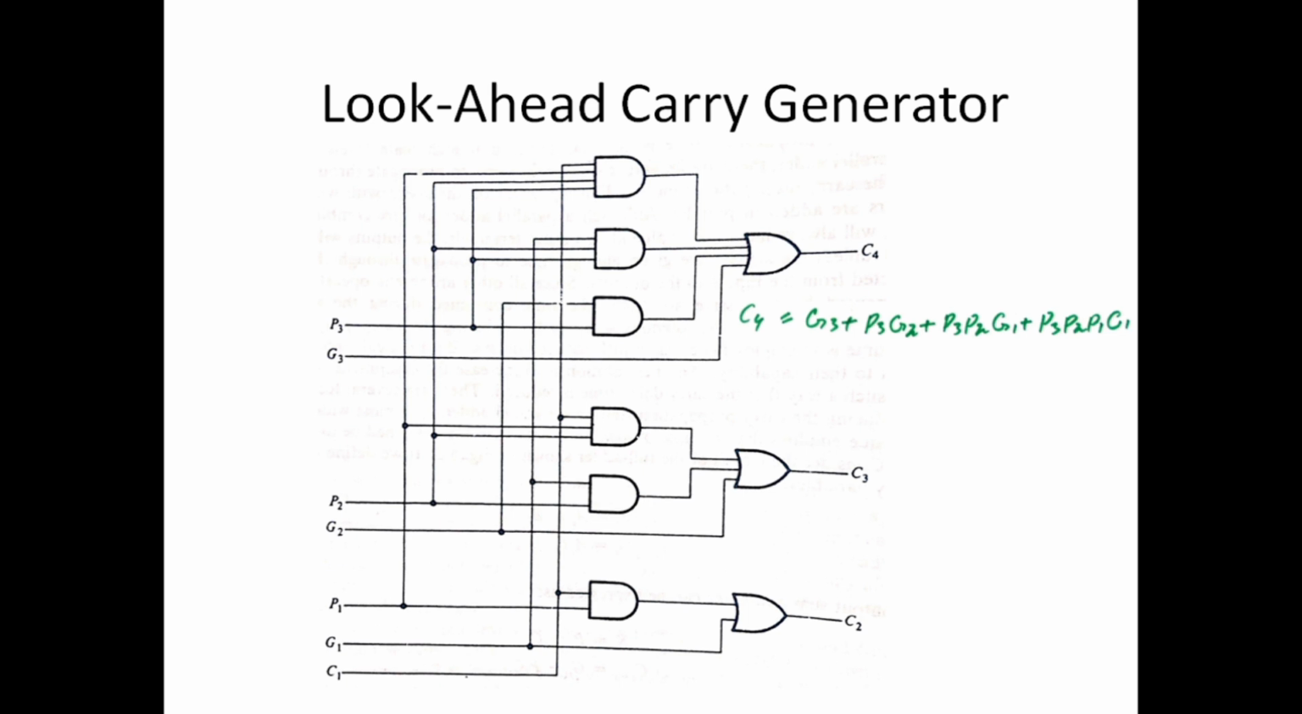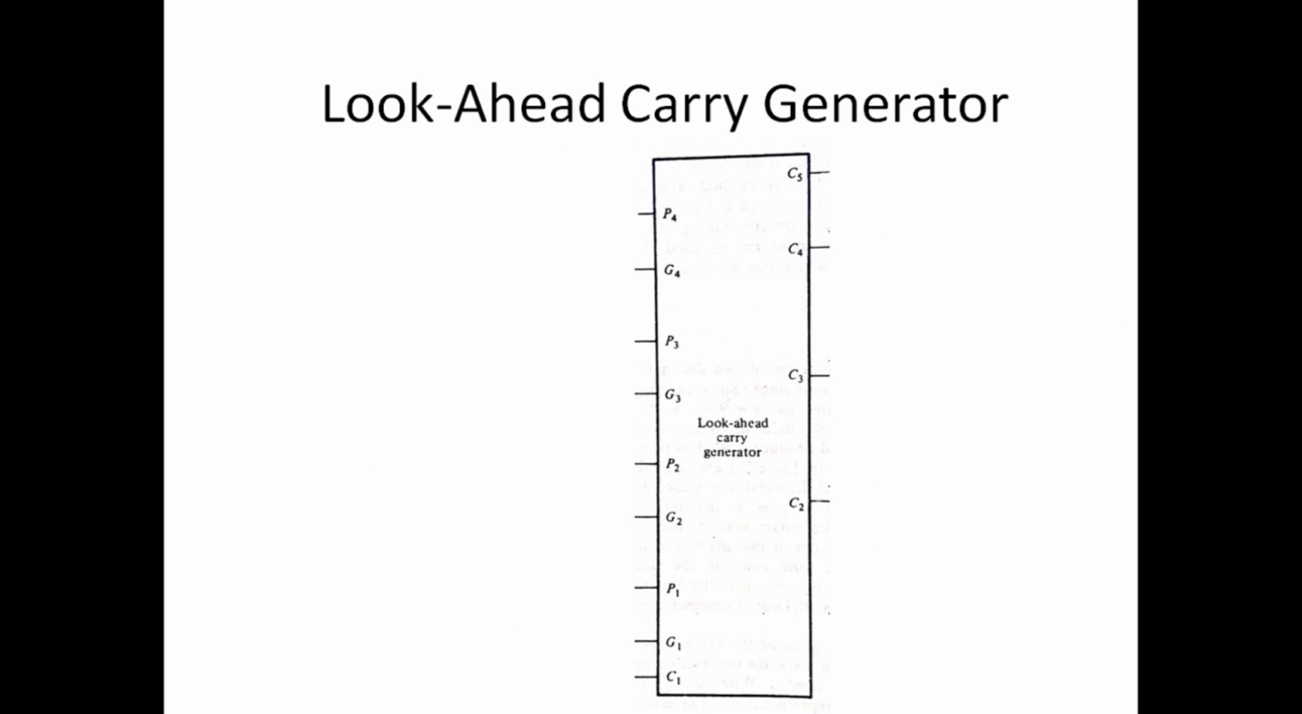This is the logic implementation of the look-ahead carry generator. As a block diagram, this would be the block diagram of a look-ahead carry generator. There is one thing additional, and that is G4 and P4. It is quite simple to continue with the equation of C4 and extend it and add P4 and G4 to produce C5. But we skipped it for simplicity, though it is quite simple to continue with that.